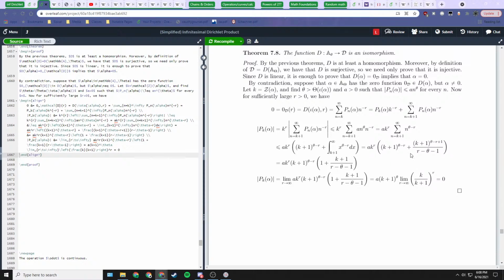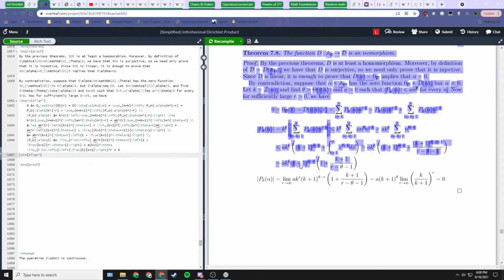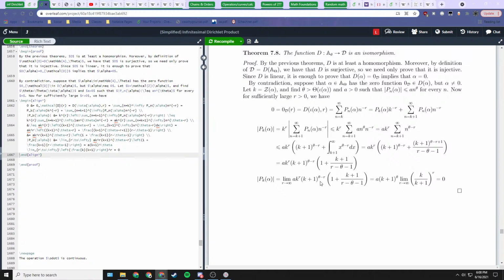And we just work out this integral like this. We factor out some terms, and then because this is constant with r and it's equal to this, we can just take this limit as r goes to infinity. So this whole fraction goes to 1, and we factor out this a, k power r, and k plus 1 power theta, so we just get this limit of k power r, k plus 1 power minus r, which is this, and this is 0. And that is the whole proof.